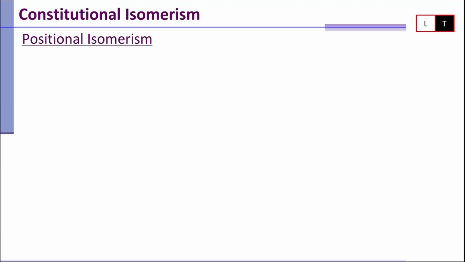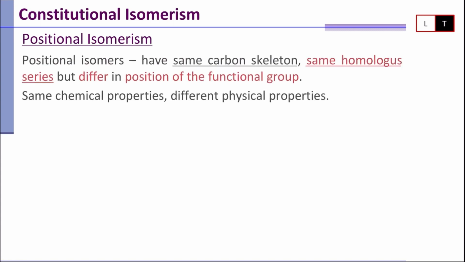Next, kita akan masuk bahagian positional isomerism. Positional isomer, dia ada same carbon skeleton, same homologous series, cuma position of functional group tu berbeza. So, maknanya kat sini, chemical properties dia masih lagi sama, cuma physical properties dia sahaja yang berbeza kerana carbon chain kita. So, right now, we have a few examples.